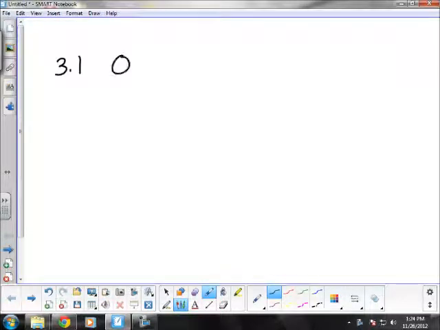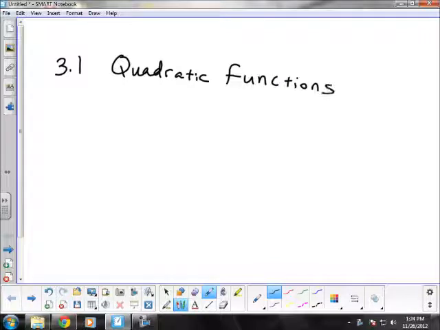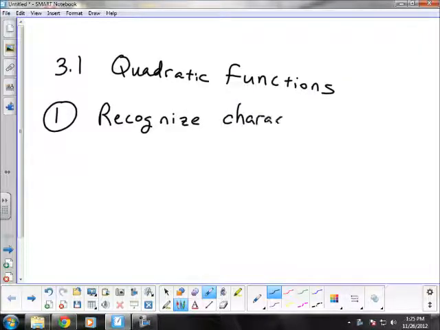And today, this section is on quadratic functions. Objective 1 is that we should be able to recognize characteristics of parabolas.